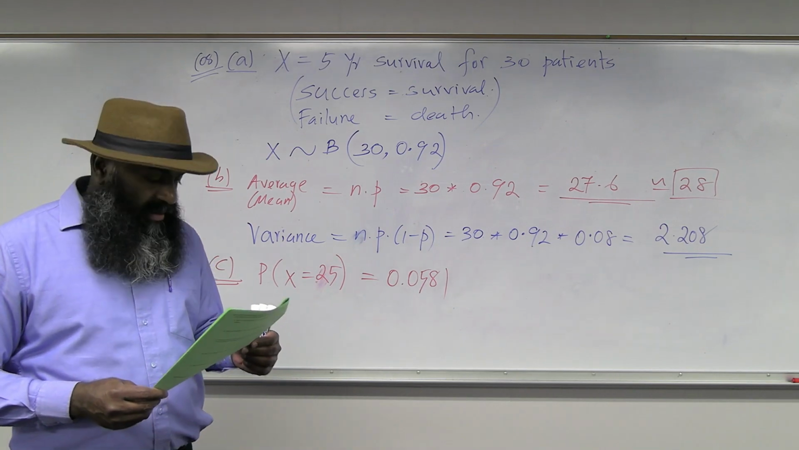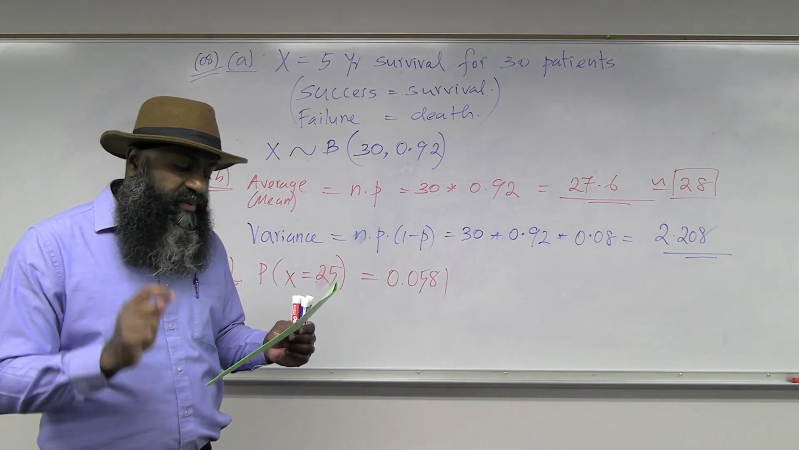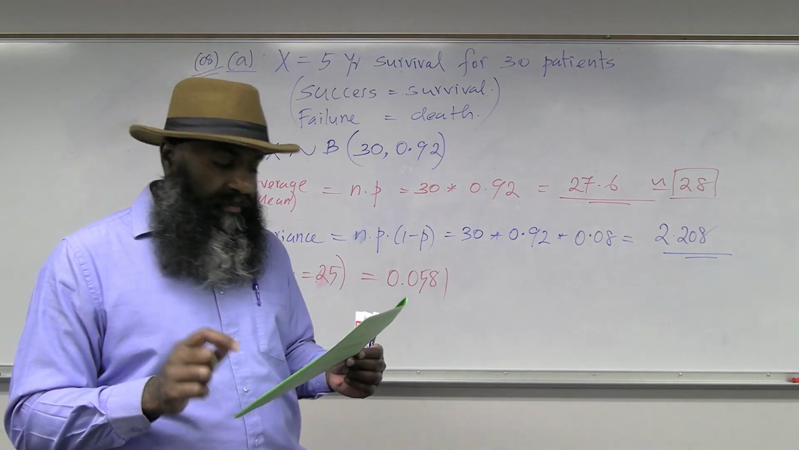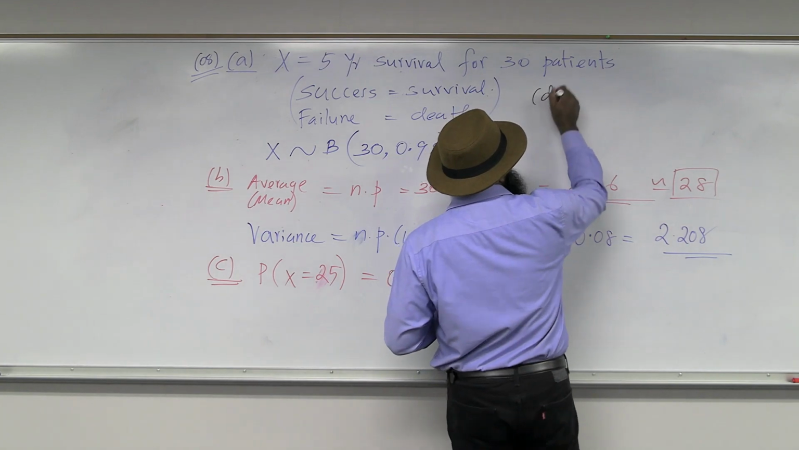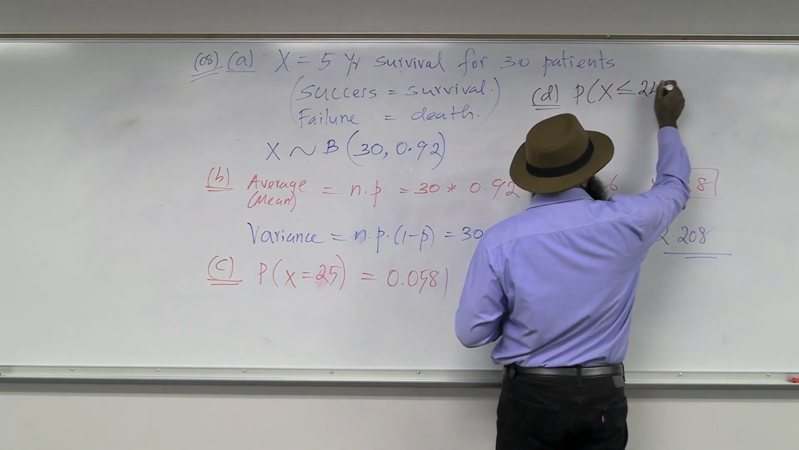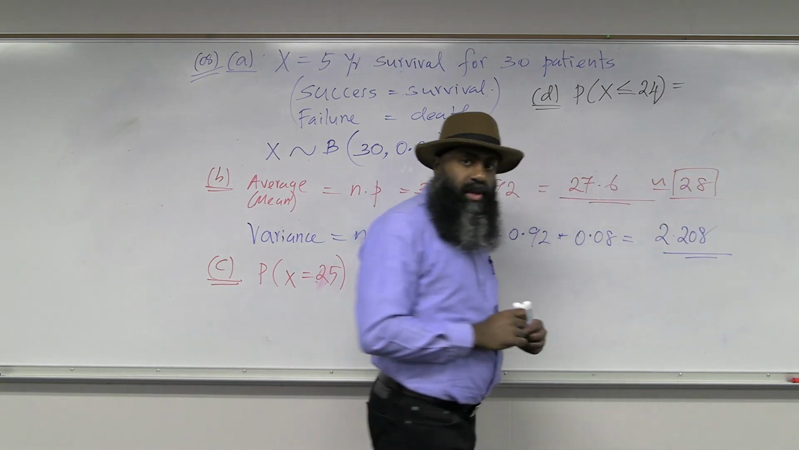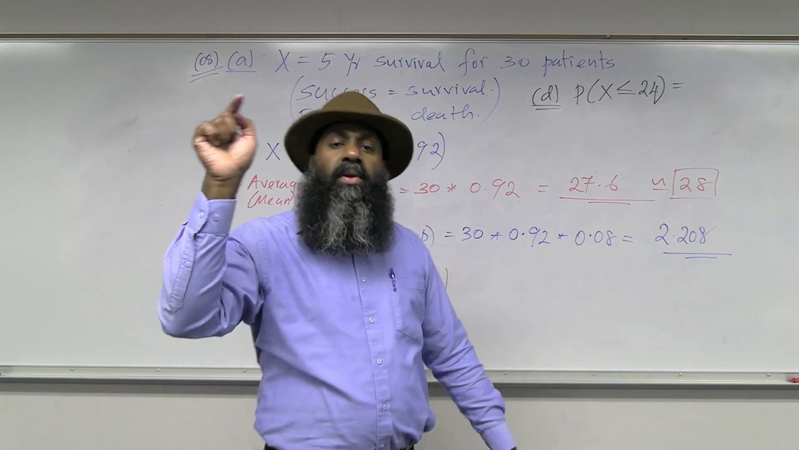Part D, what's the probability that 24 or fewer people will survive 5 years? So for part D of this question, I need the probability that X is less than or equal to 24. Now I have to use binomial CDF for this question. Let's go to your calculator.